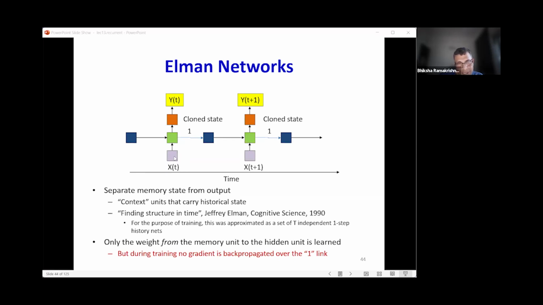So to answer the question, you can see that any input over here is going to continue to influence outputs for the rest of time because of this cloning. It's just that errors out here are not back propagated all the way here because there is no back propagation over these jagged edges, right? So the output of the hidden layer is cloned into the context layer. Did that answer your question, Chris?